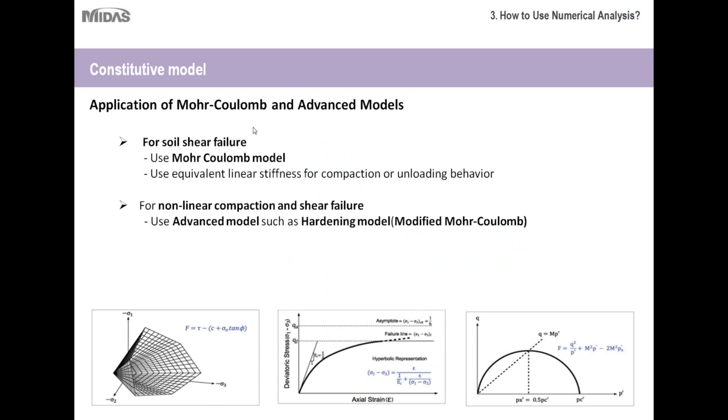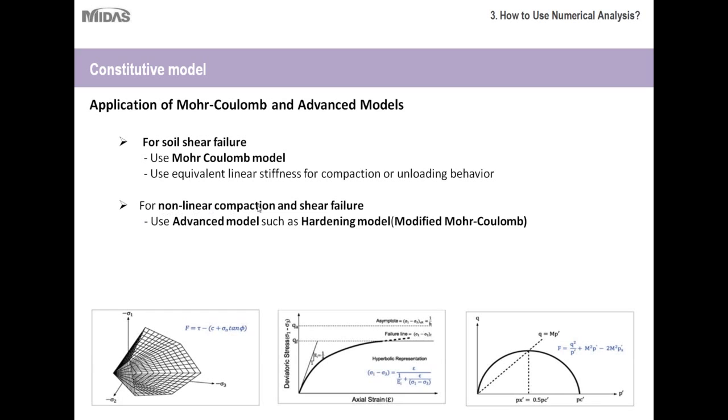In regards to the application of the Mohr Coulomb model, it's used for soil shear failure, and it's used for equivalent linear stiffness for compaction or unloading behavior. Below here, these three pictures are just a couple of graphs that represent studies that are done to use the Mohr Coulomb model. Mohr's circle, which is very commonly used, and then also axial strain versus deviatoric stress. It's through using these relationships that these models use certain empirical equations to determine the behavior of soils.